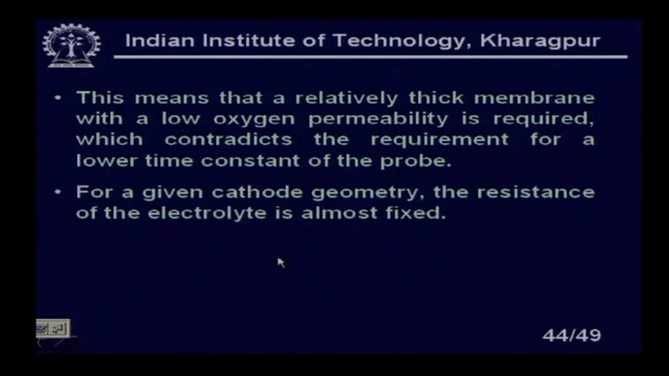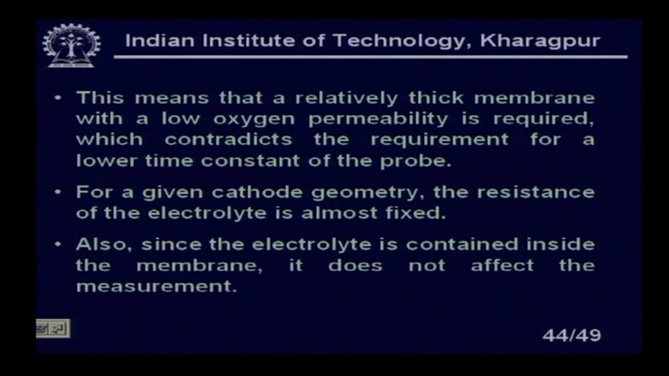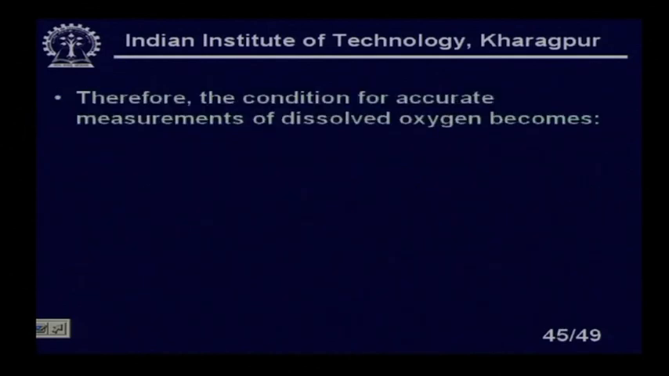For a given cathode geometry, the resistance of the electrolyte is almost fixed. Okay, the resistance of the electrolyte is fixed, that is not a big problem for a particular geometry of the cathode. Also, since the electrolyte is contained inside the membrane, it does not affect the measurement. Therefore, the condition for accurate measurements of dissolved oxygen becomes Tm by Pm plus Te by Pe much greater than Tl by Pl, which is equation number 16.